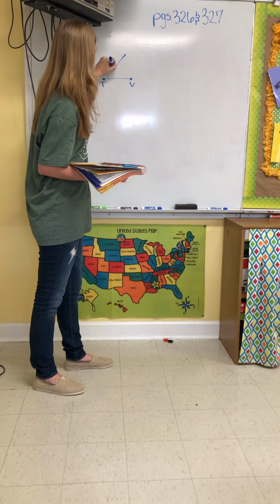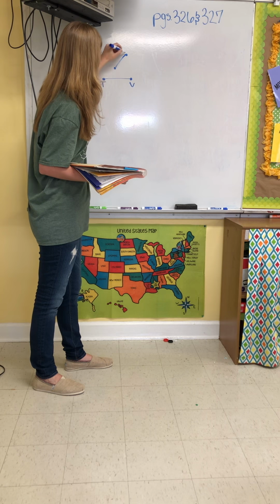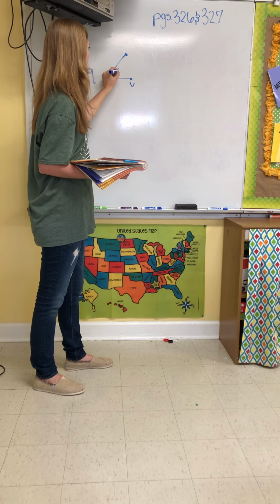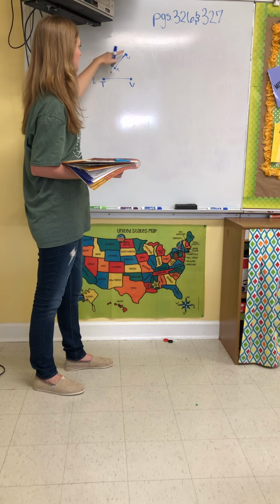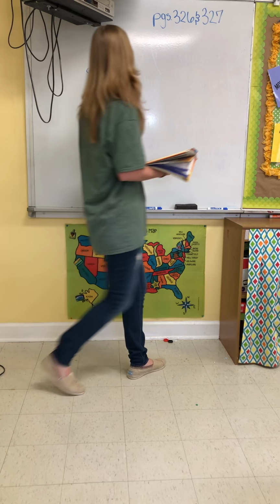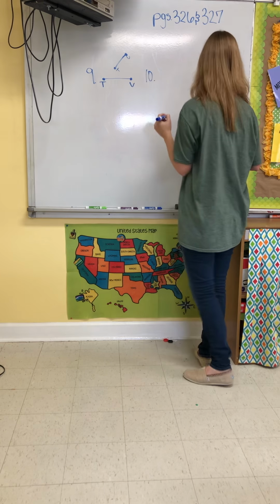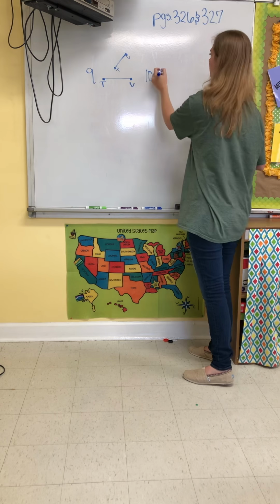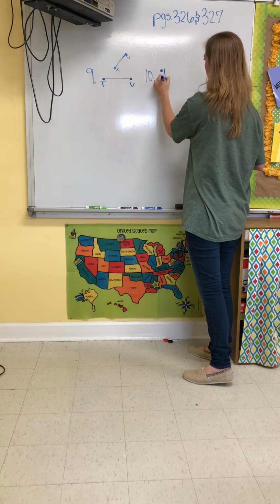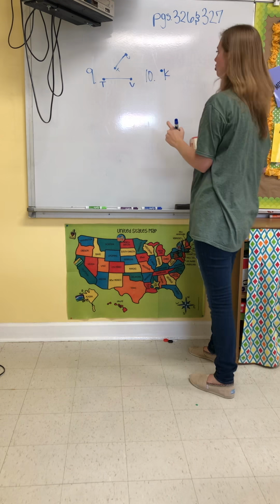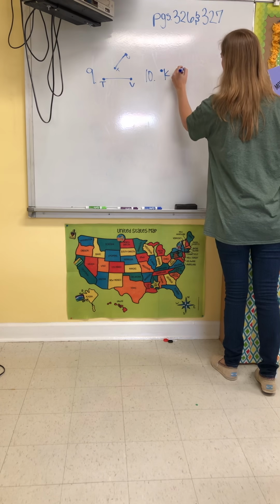You can do your line segment like this. Doesn't matter, just as long as it's a straight line and it has the 2 endpoints, the 2 dots at the end of it. Alright, number 10, we just have K, so that automatically tells us that it's just a point. So it would look like that, just your dot with your letter.